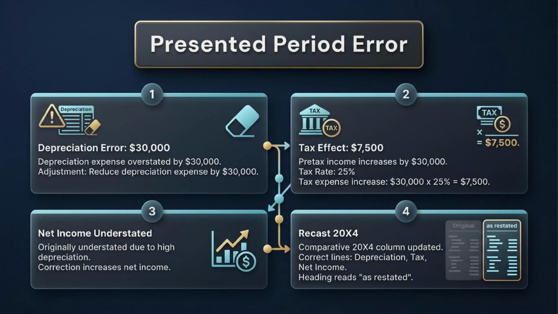Now we correct the 20x4 comparative income statement. The 20x4 depreciation expense was overstated by $30,000. In the restated 20x4 column, depreciation expense must be reduced by $30,000. That increases pre tax income by $30,000. At a 25% tax rate, tax expense increases by $7,500. Net income increases by the after tax amount.